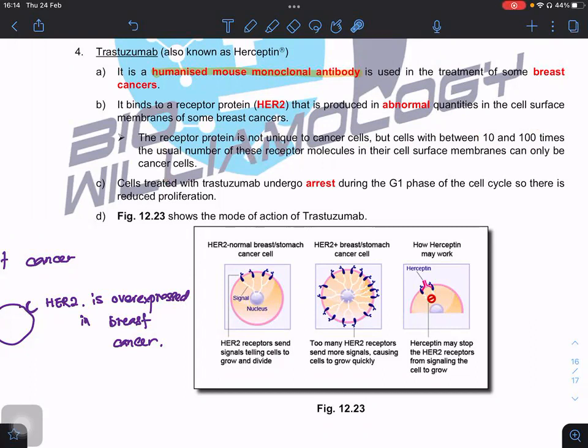So it means that the normal cell may have 1 or 2, but the cancer cell may have 100 times that. Okay, so a cell treated with trastuzumab will undergo arrest during the G1 phase. So it means that they will stop at G1. Therefore, they cannot continue to proliferate. So we can stop the proliferation of the cancer.